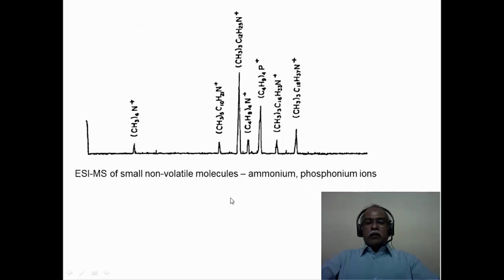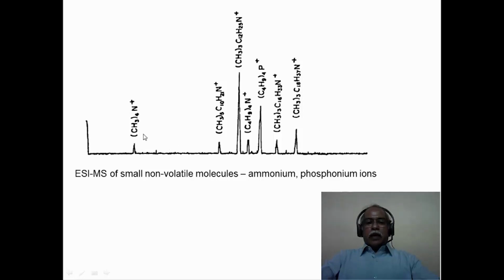These are actually ammonium and phosphonium ions. This is tetrabutyl ammonium bromide or ammonium iodide. Please remember that when you do a positive ion mass spectrometry, only the positive ions will be detected. The counter ion, as it may be chloride or bromide, is not going to be detected in the mass spectrum. So this is a positive ion mass spectrum of the various ions shown.